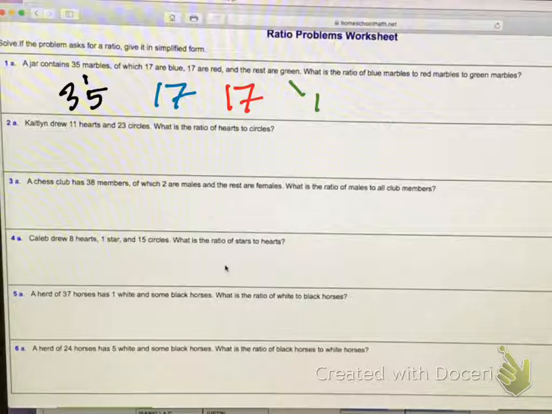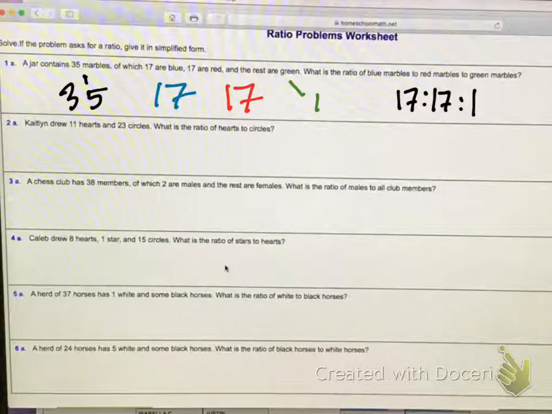What's the ratio of blue marbles to red marbles to green marbles? We literally just get 17 to 17 to 1. We can write triple ratios. Yeah, you can. Totally works. We won't be doing that in our class that much, but we totally can.